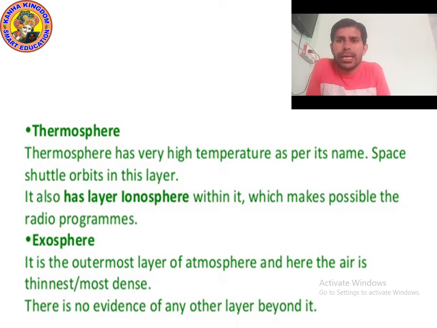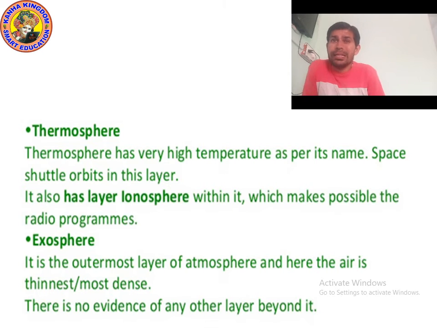And let's talk about the exosphere. If we talk about the exosphere, it is the outermost layer of the atmosphere. Here the air is thinnest. So remember kids, in exosphere the air is thinnest, and there is no evidence of any other layer beyond it. There is no layer found above the exosphere.